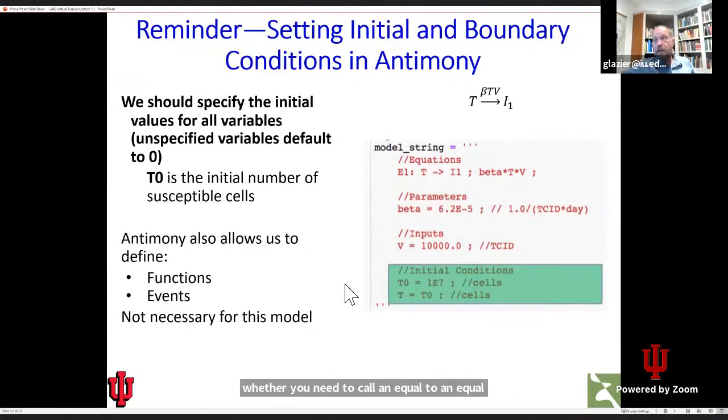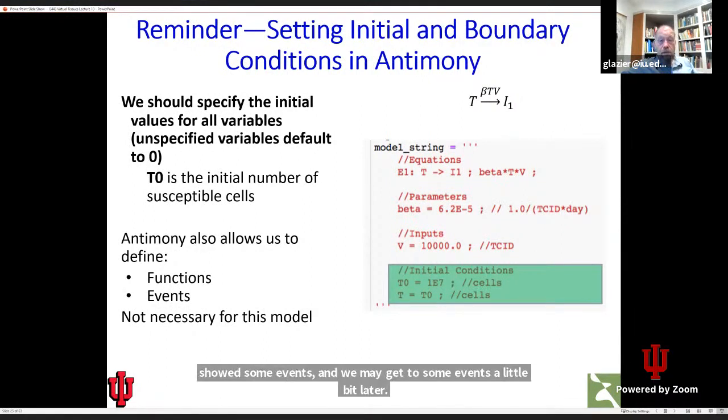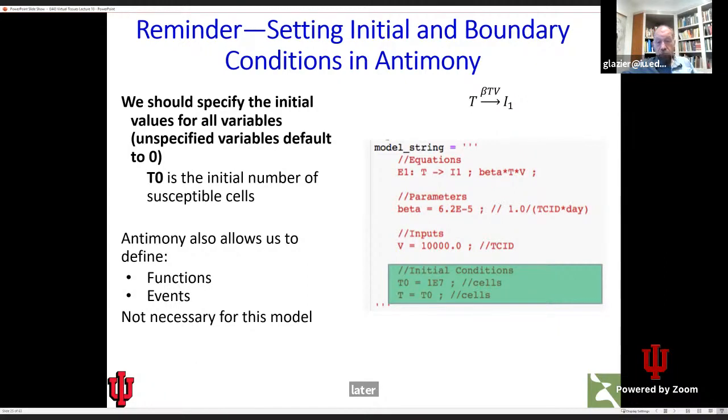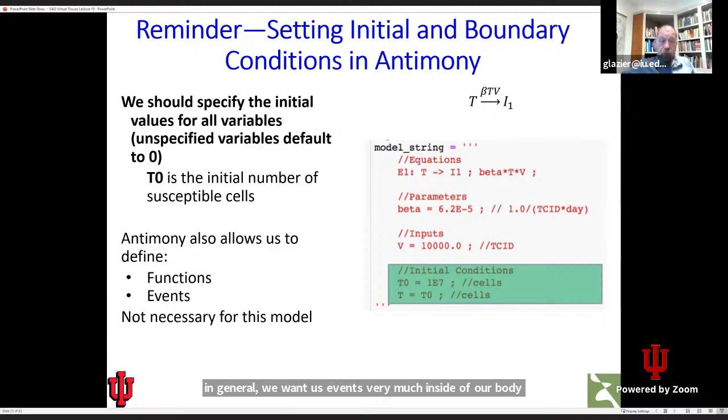Antimony allows us to define functions. I'm not going to show you how to do that here. I sent around the cheat sheet, which explains how to do it, and events. Kali showed some events, and we may get to some events a little bit later. In general, we won't use events very much inside of our ODE models. We'll use the Python layer of CompuCell to do most events.